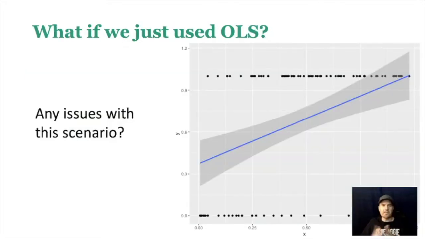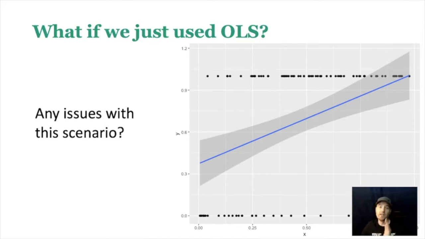So consider this example where our outcome looks like it just has two values, 0 and 1. Everyone is either 0 or 1, and then we have an x that's continuous. What if we just use OLS in this one? So just our regular run-of-the-mill ordinary least squares, what we've been doing all year. Do you see any issues with this scenario? Are there any problems with it?